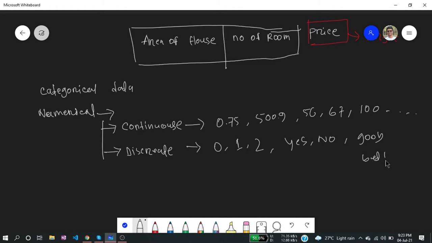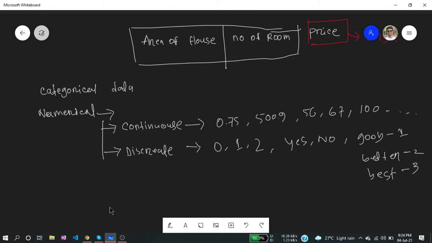Good, better, best, right? Yes. We can say like whenever it comes good, we can say this is one. One means good, better means two, and best means three. Can we say that? Yeah. Yes. So that kind of observation we usually do in statistics.